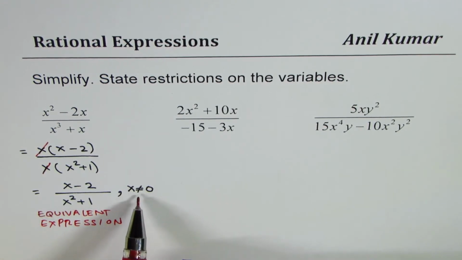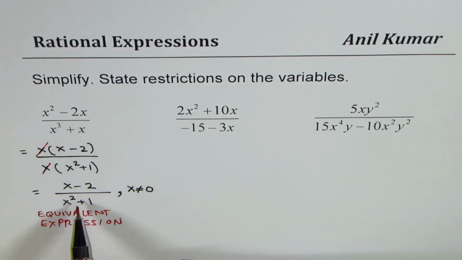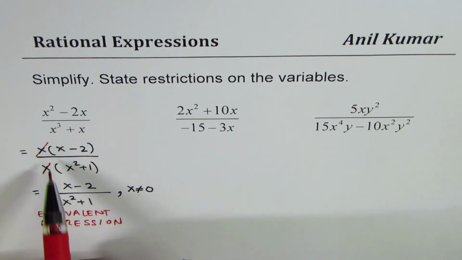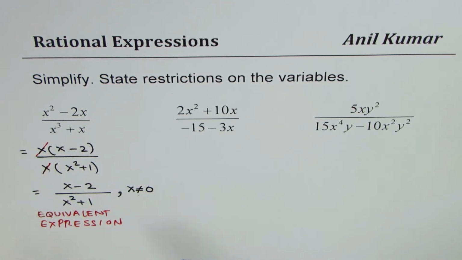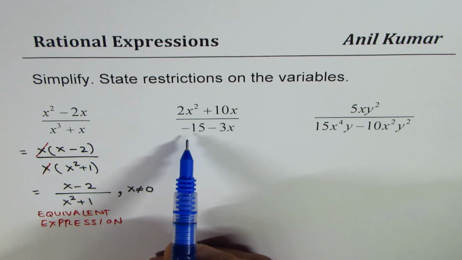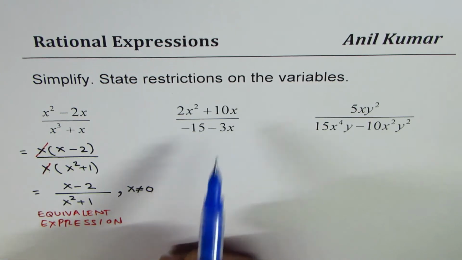Now if I do not write the restriction, then these two are not equivalent, since this rational expression has a hole at x equals 0. The restriction is x not equal to 0, and the one which you have written at the end is without any restriction. Only once we write x not equal to 0, it is equivalent. Remember this.